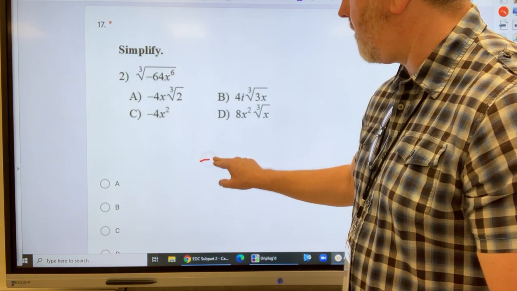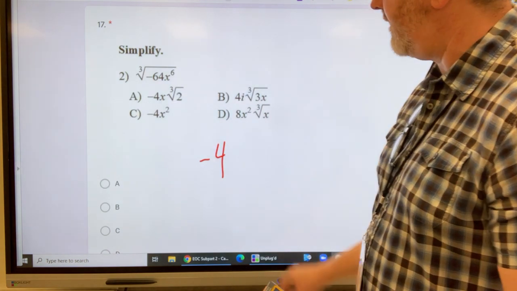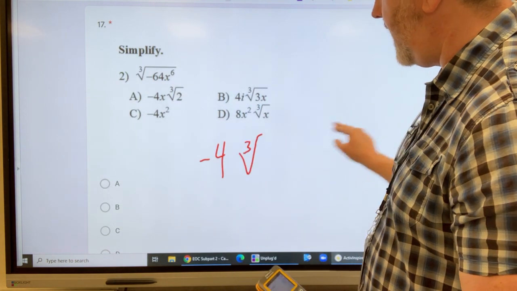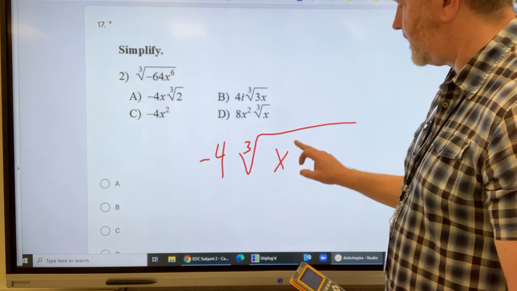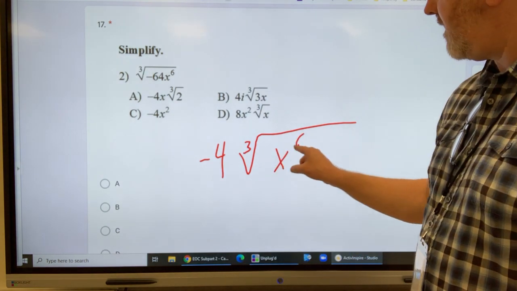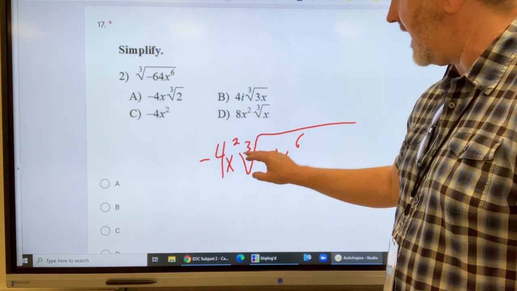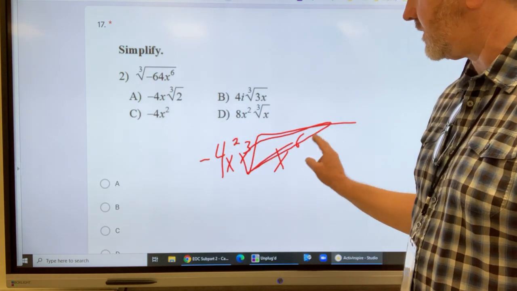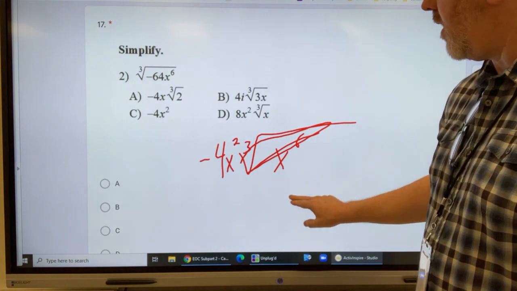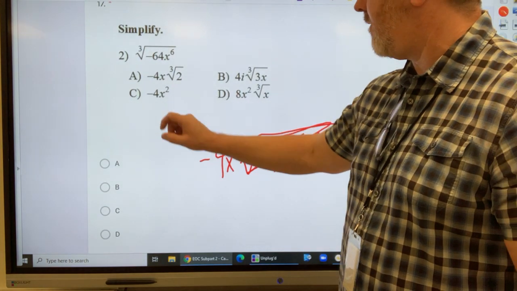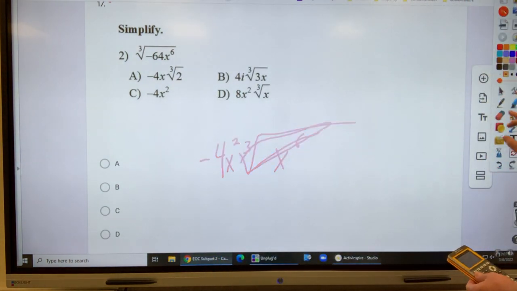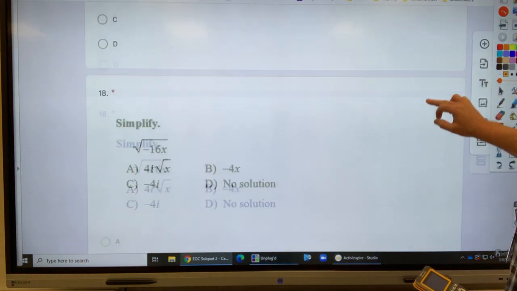I get negative 4 for the cube root of 64. So it's now out of the cube root sign, and the x to the 6th is still in there. Then we divide the 6 by the 3, and the cube root of x to the 6th is x squared. So our answer would be negative 4x squared, or C. All right, 3 more.